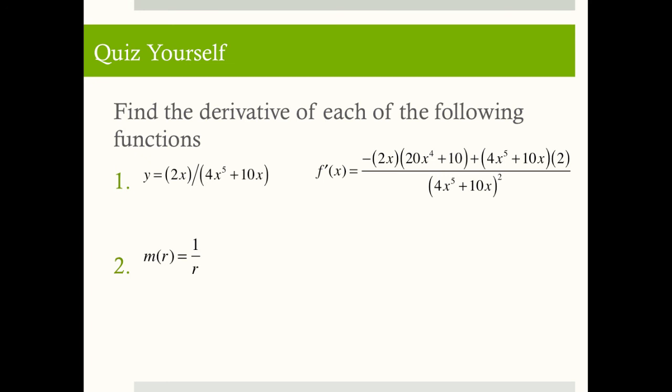If m of r is equal to 1 over r, then what we're trying to do is find the derivative of m with respect to r. I've written this out with all the steps, so we would get negative 1 times 1 plus r times 0, over r squared, which just simplifies to negative 1 over r squared.